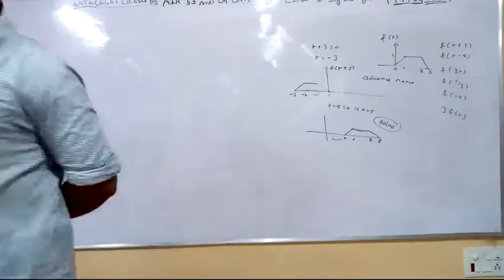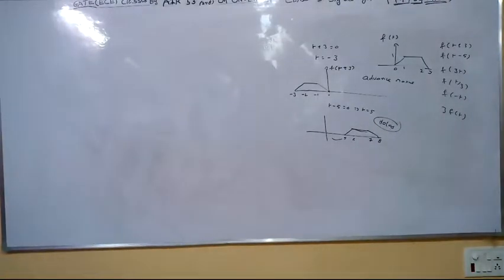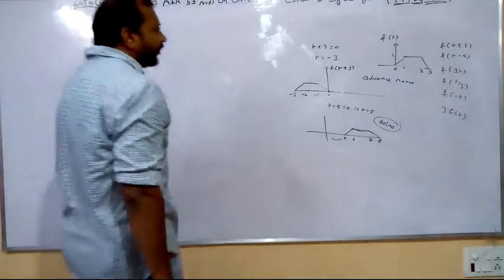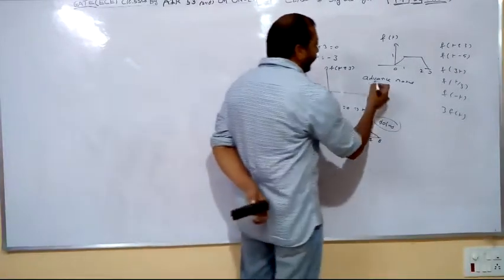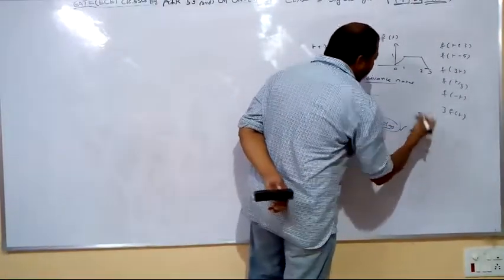So if the shape is of the form f of t plus t naught, then the corresponding signal is called the advanced signal, of advanced nature. If it is f of t minus t naught, as in f of t minus 5, the corresponding signal is of the delay nature.